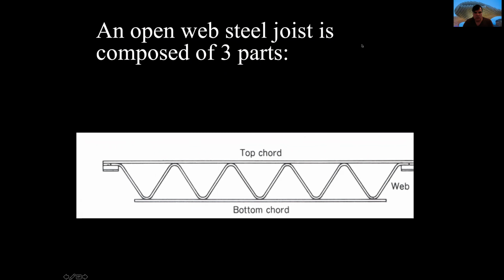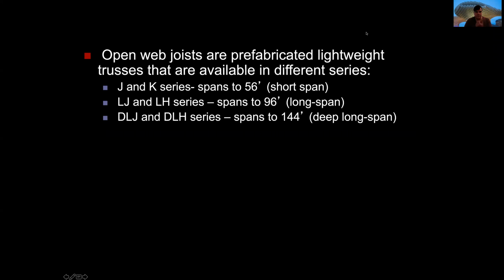This material is composed of three parts. We will have a top chord, we will have an inferior chord, and we will have a web member. This is the top, this is the bottom, and there is a member that will put them together, similar to a truss. Usually there is thicker material in the top and the bottom, and the web member is not as heavy as the other two members. Open web joists are prefabricated.